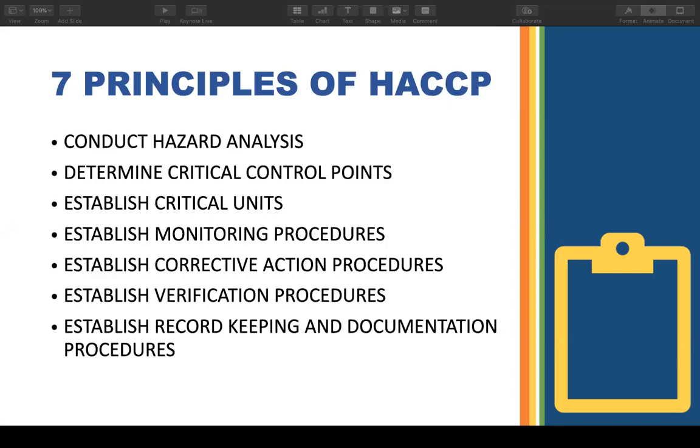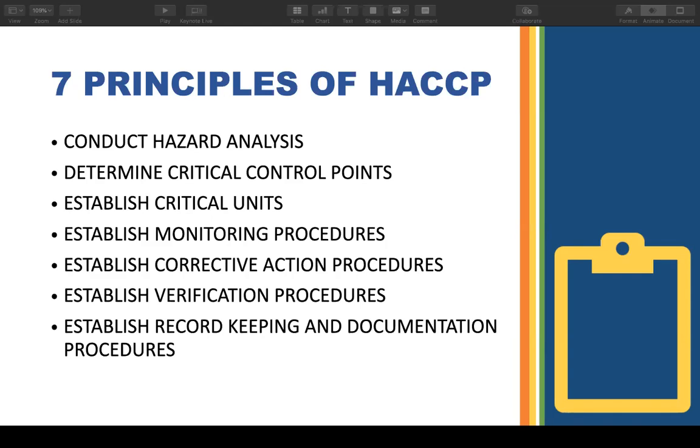So the second principle is to determine critical control points. A critical control point is defined as a point, step, or procedure in a food manufacturing process at which control is essential to prevent or eliminate a food safety hazard or reduce it to an acceptable limit, can be applied, and where a later processing step won't correct these safety problems.